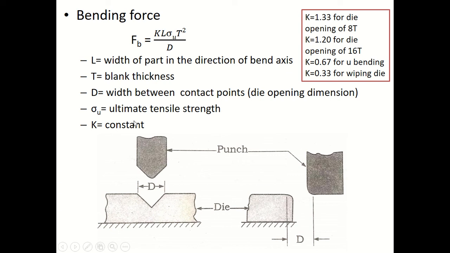K is a constant, and this K is equal to 1.33 for a die opening of 8 times T, where T is the blank thickness. I will take 1.2 if the die opening is 16T. I will take 0.67 for V bending, and I will take 0.33 for a wiping punch and die set. Using this expression, you can easily calculate the bending force.